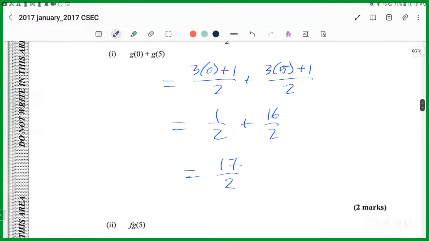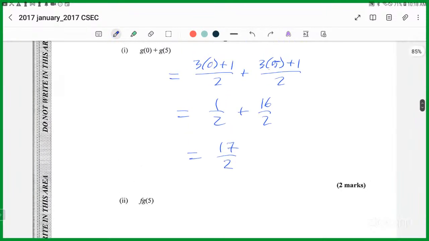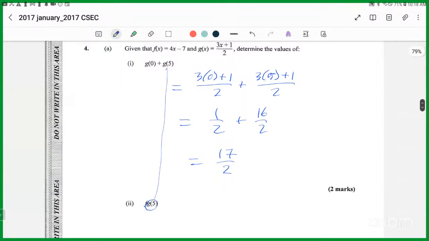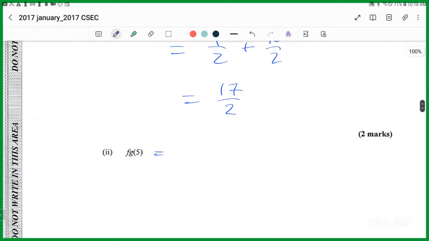All right, let's move on. Then we want f of g of 5. Now let's look again. We just did the g of 5. The g of 5 is what we calculated here, which worked out to be this value. Okay, this value is actually 8. So the g of 5 is 8. So we have to work it out again, because this means f of g of 5.